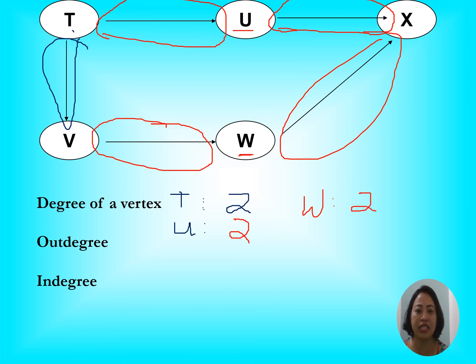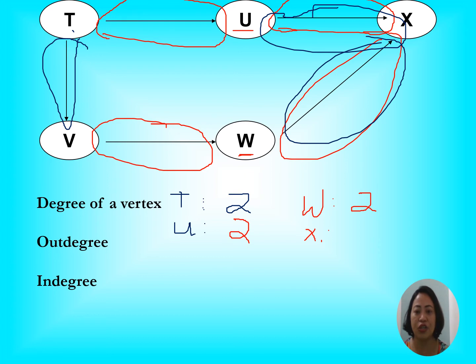Degree of vertex X. Vertex X has two edges entering that vertex. So again, it is two. How about V? Vertex V has two edges, one entering it and one leaving it. So we have two as the degree of vertex V.